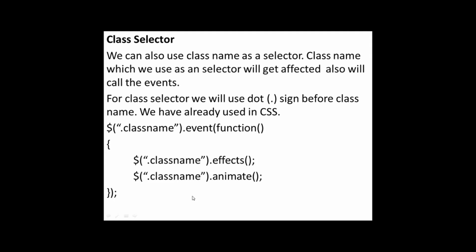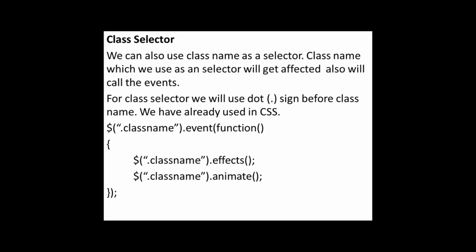Second thing, whenever you use a class name as a selector, you have to mention one special symbol at the start of that class name, and that is the dot sign. Whenever you use a class name as a selector, you have to mention the dot sign.